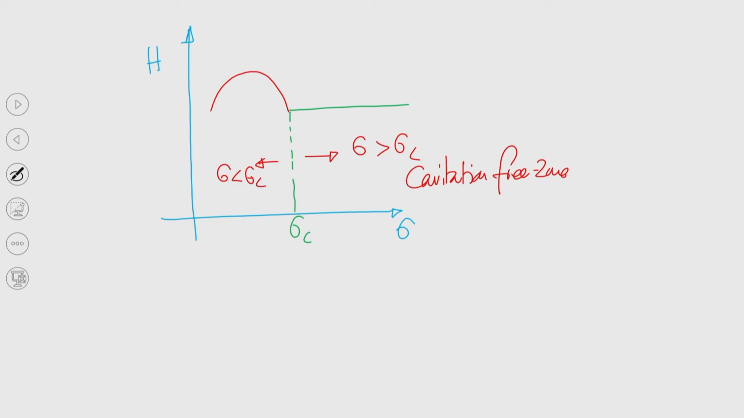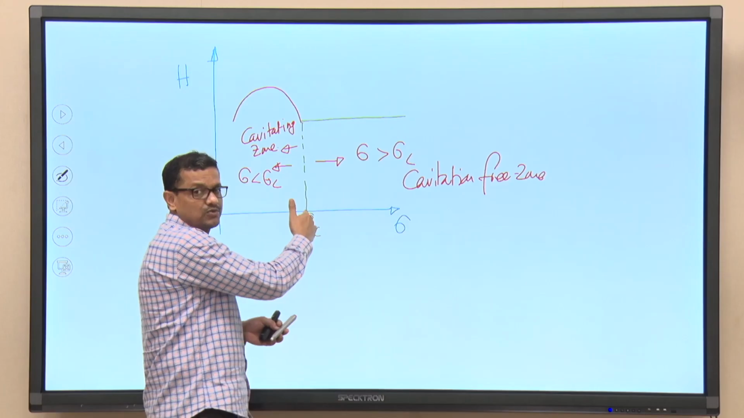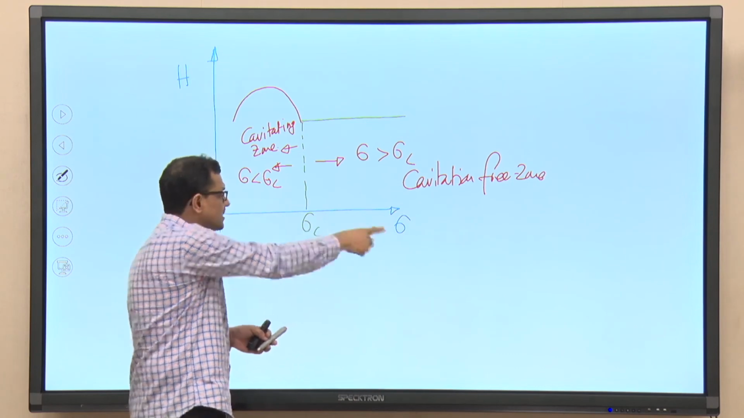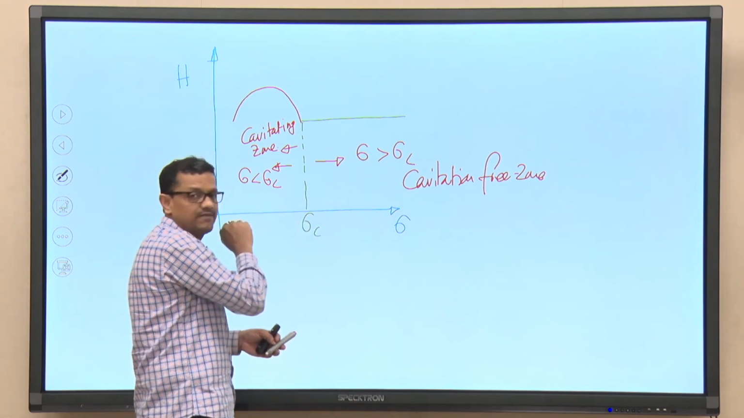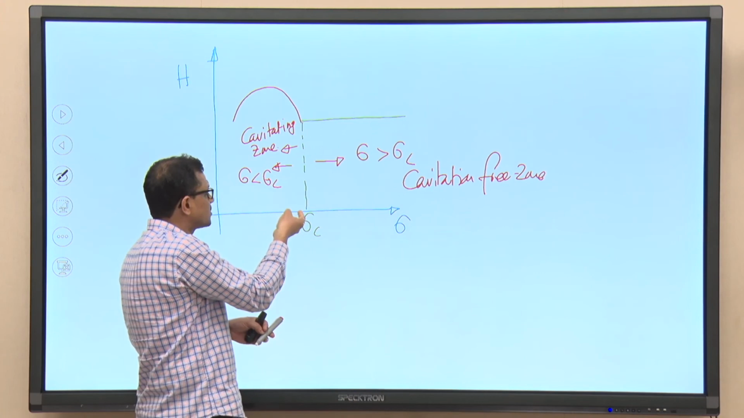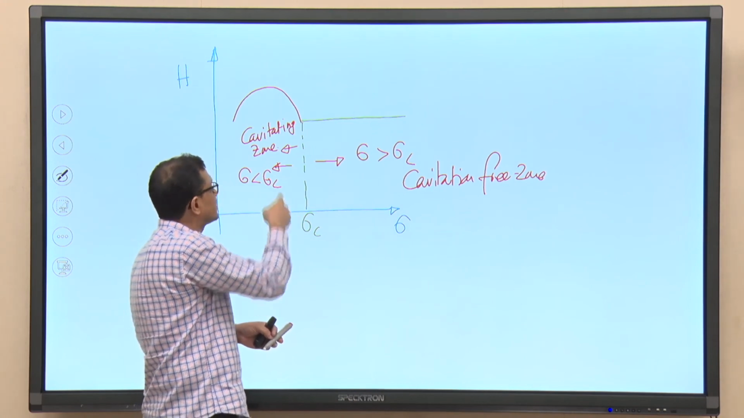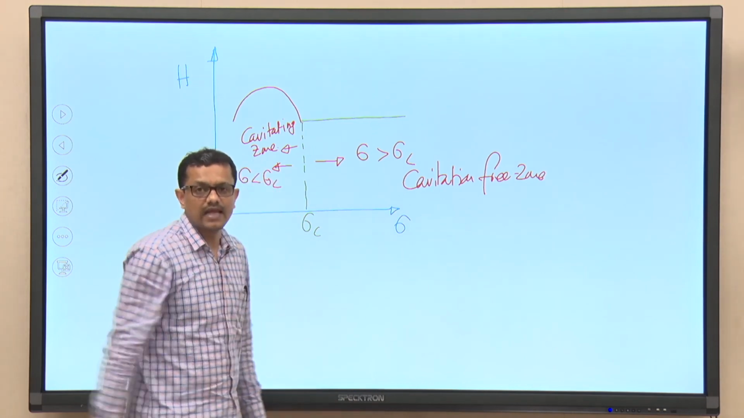So, from sigma c if we move towards the right, where sigma is greater than sigma c, it is the cavitation free zone. If we traverse towards the left, that is, sigma is less than sigma c, that is the cavitating zone. So, cavitation is likely to occur.